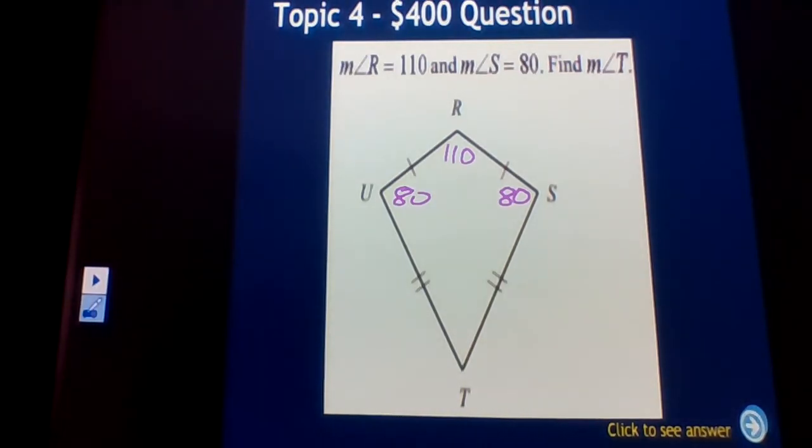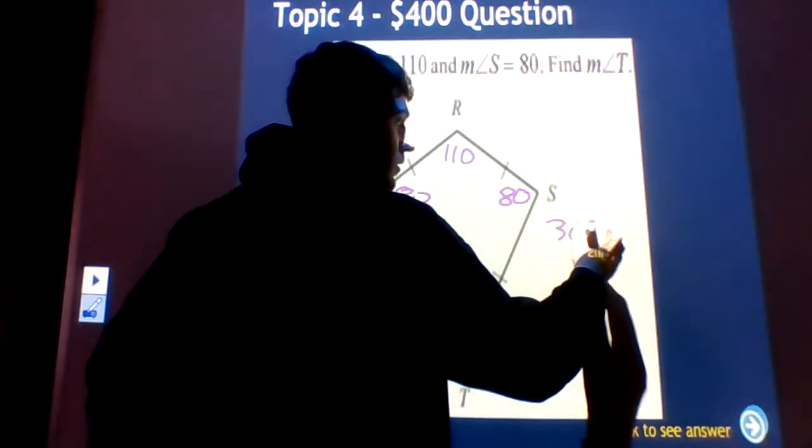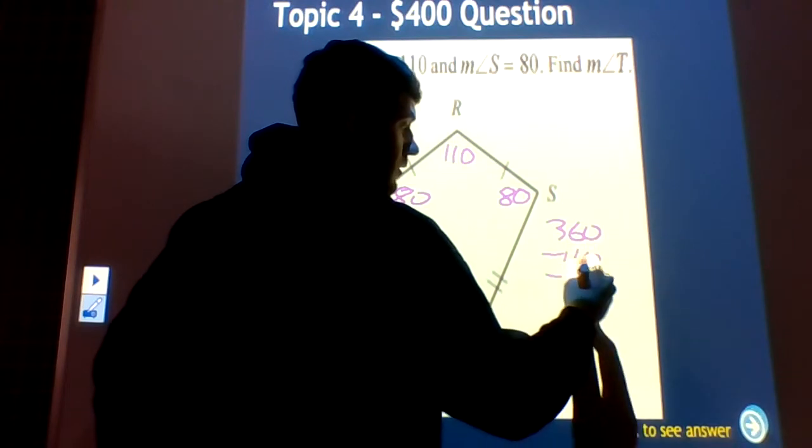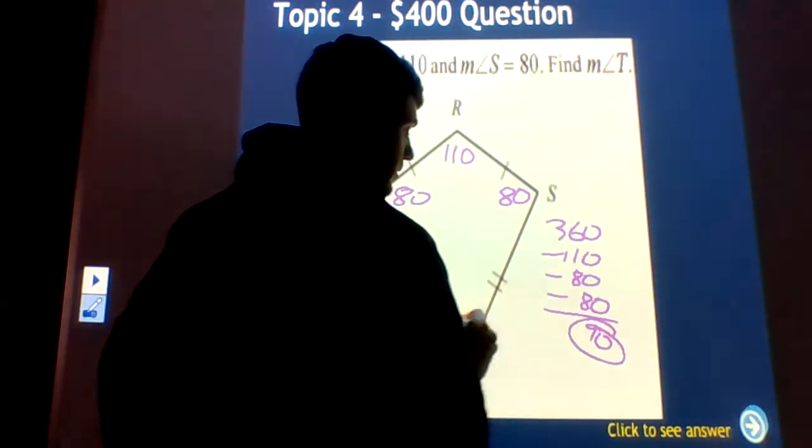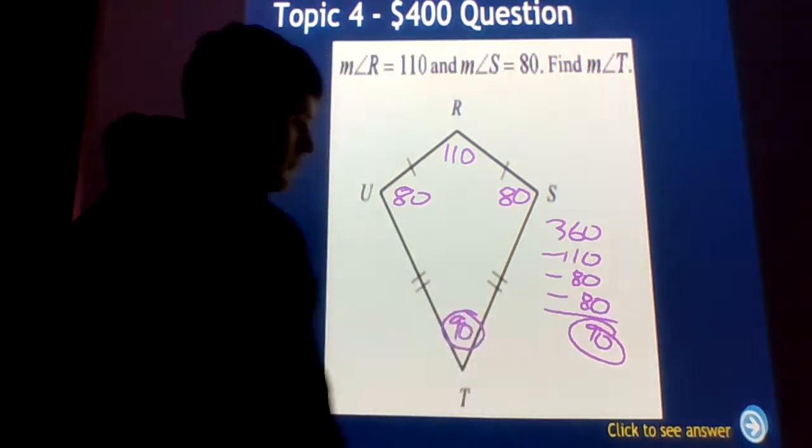And then we know that the 4 angles of any quadrilateral, including a kite, add up to 360. So 360 minus 110 minus 80 minus 80 gives us 90. Okay.